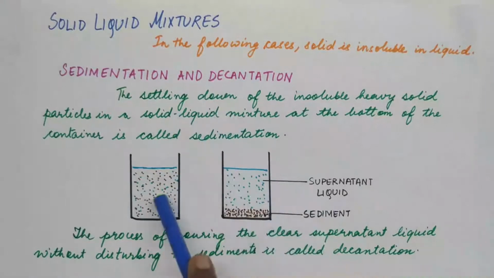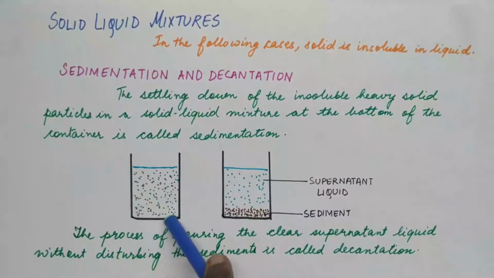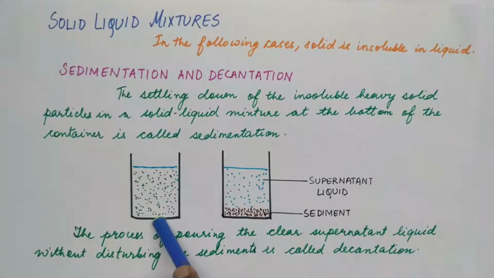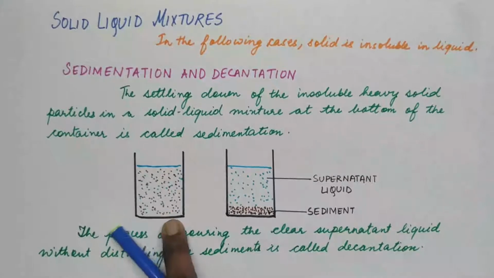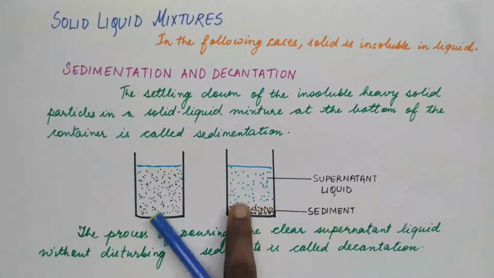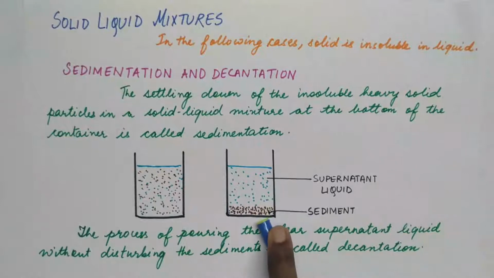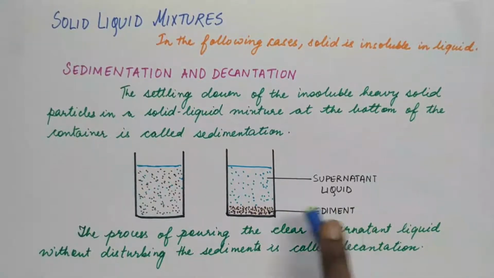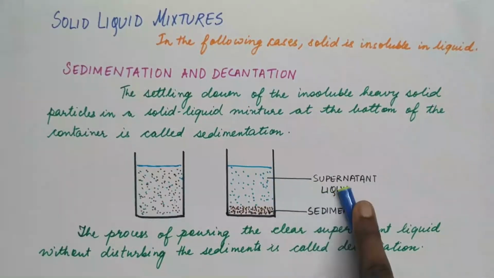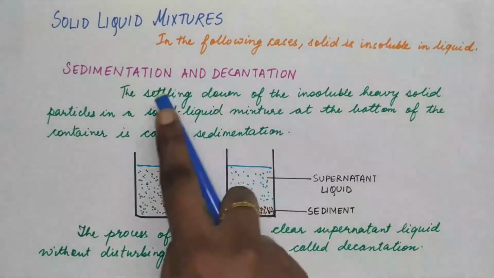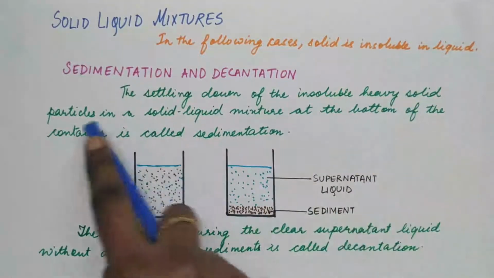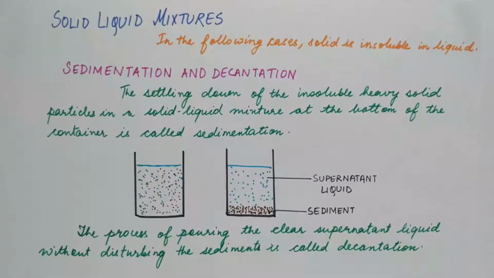What happens is, suppose this is muddy water, where the blue particles show the water and the brown particles show the mud or dirt in it. We allow this muddy water to settle for some time. You will see that the heavier impurities, like sand or mud, settle down at the bottom of the beaker. That is called the sediment, and the clear liquid left above is called the supernatant liquid. This process, the settling down of insoluble heavy solid particles in a solid-liquid mixture at the bottom of the container, is called sedimentation.